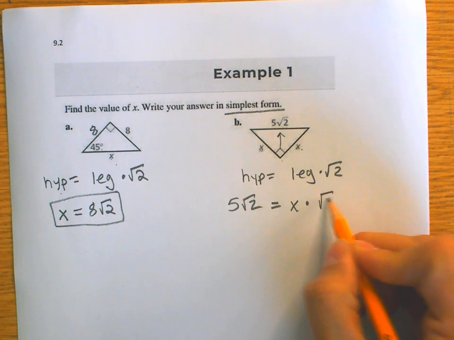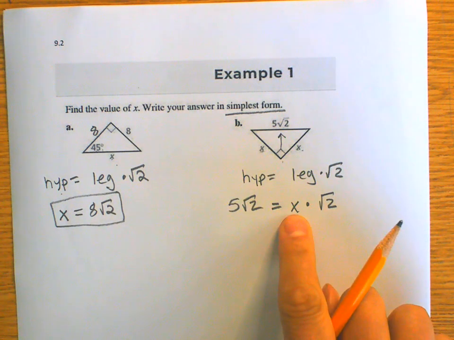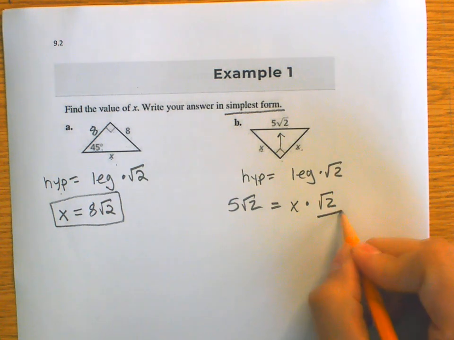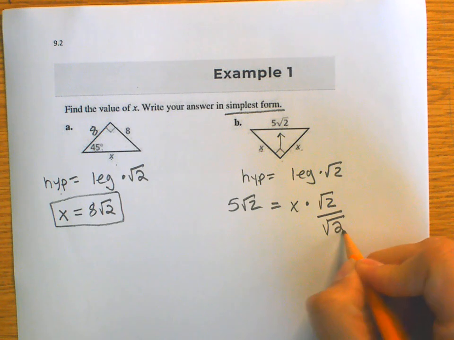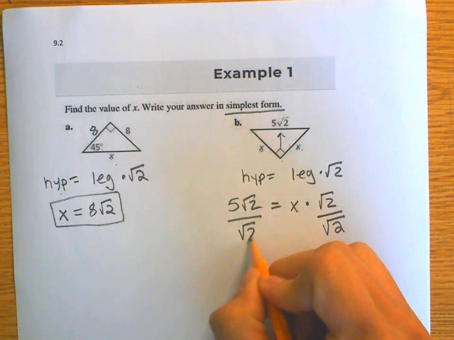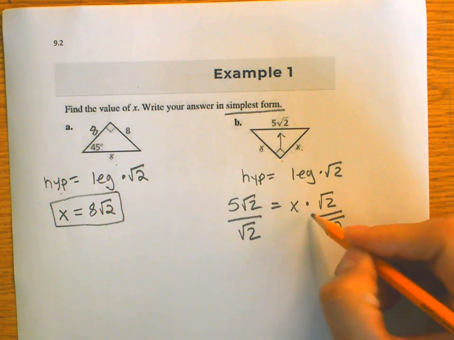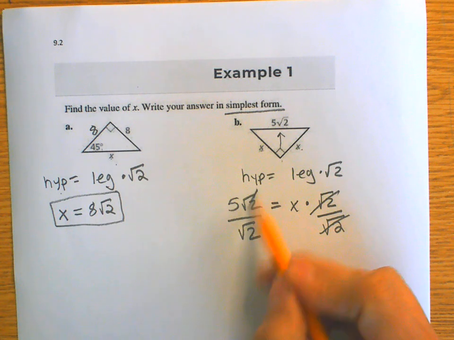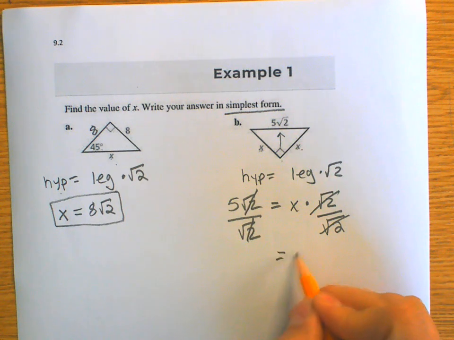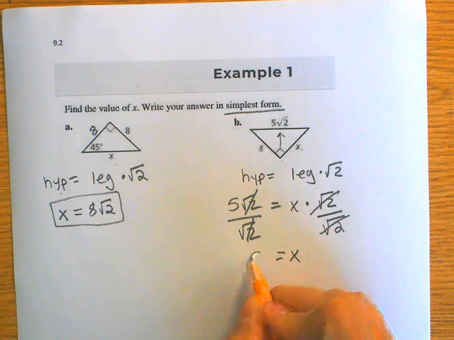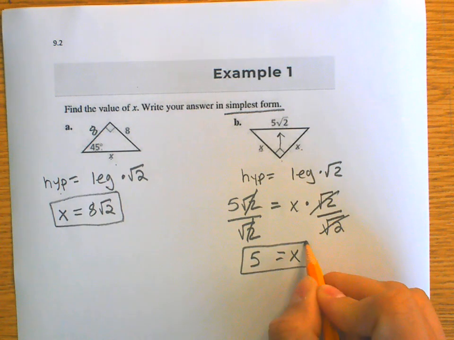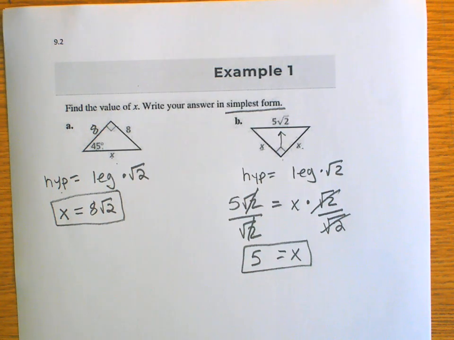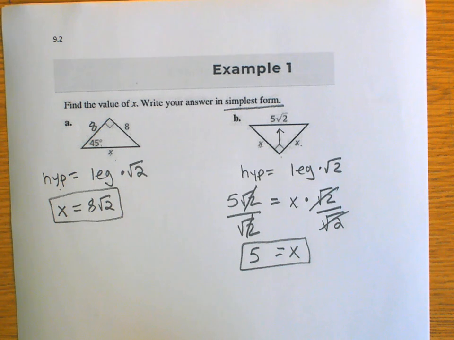And then radical 2. So we want to solve for x, which means that we need to get rid of this radical 2. So we are going to divide both sides by radical 2. Those divide out, and interestingly, these divide out too. It won't always happen, but in this case, it will. So x is going to be simply 5. So that's example number 1.